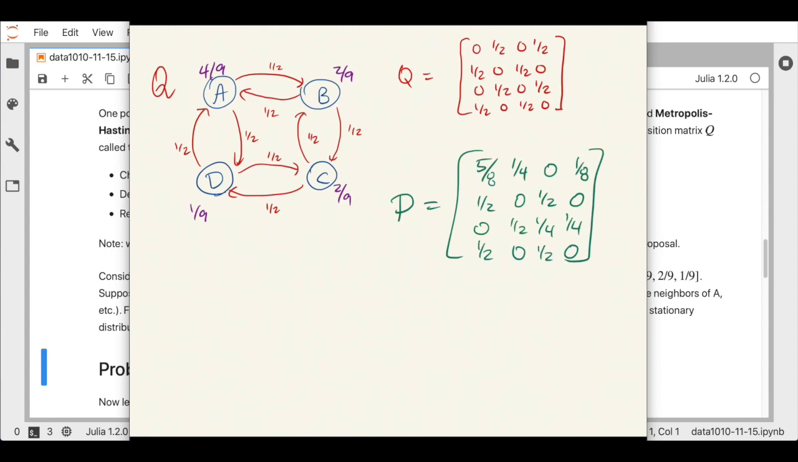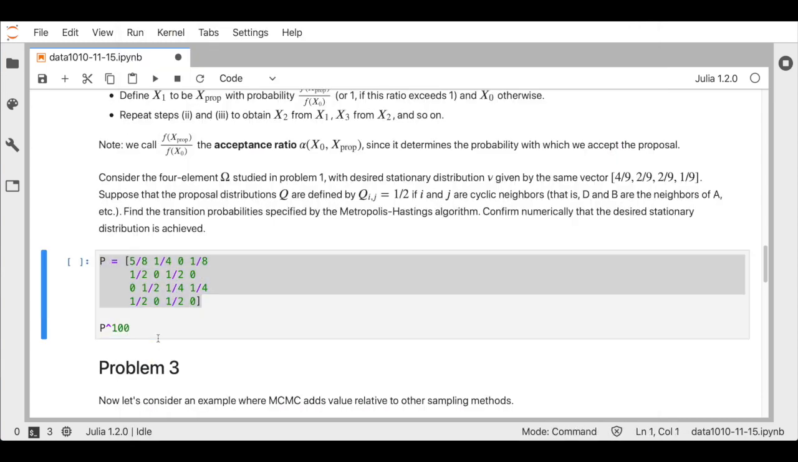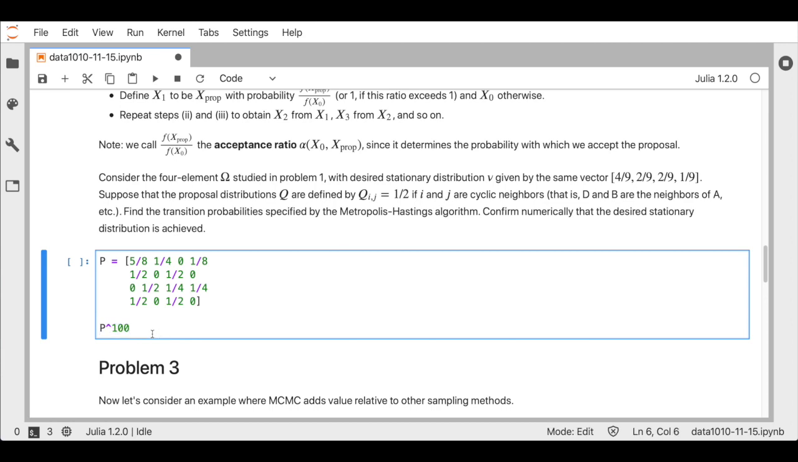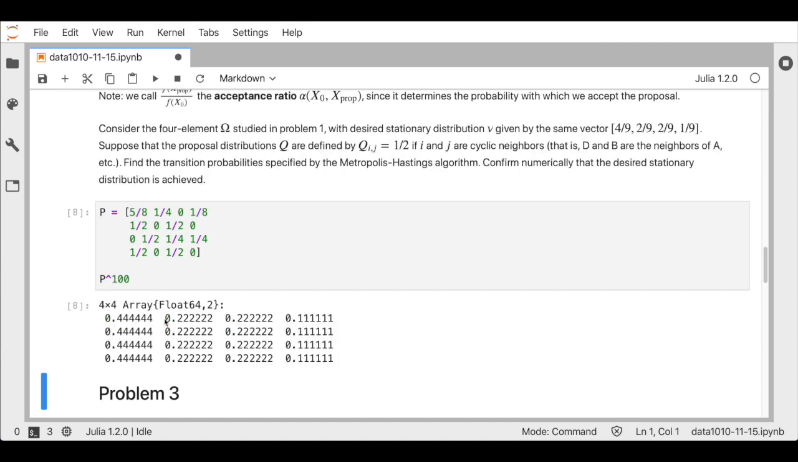It shouldn't be surprising that there are different transition matrices that give rise to the same stationary distribution. But let's check numerically that we do get the desired limiting distribution in this case. So this was the P that we came up with, and if we raise P to the 100th power, which tells us the probability of being in state J, given that we started at state I 100 steps ago, this checks out. We get our 4/9, 2/9, 2/9, 1/9, just like we wanted.